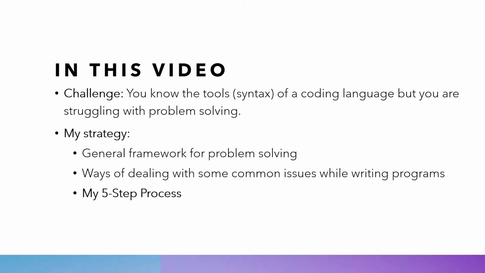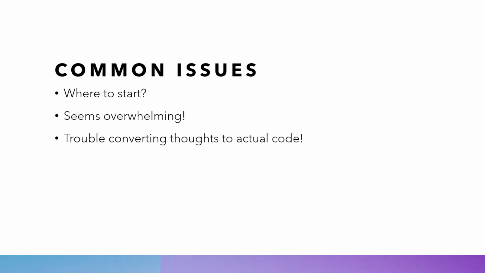So basically, you know the tools, the syntax of a coding language, but you are struggling with problem solving, right? And I will, in detail, talk about my own strategy that I use for problem solving. That involves a general framework for problem solving, some ways of dealing with common issues, and essentially my 5 step process. If you follow this 5 step process for every problem that you encounter in coding, most likely you will get through that, right? So, let's look at it.